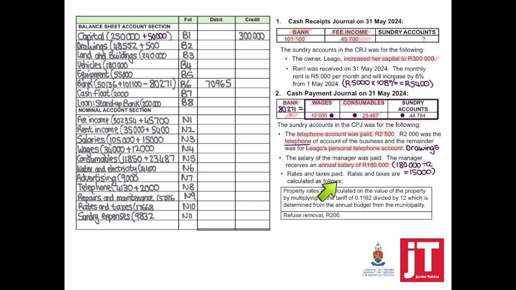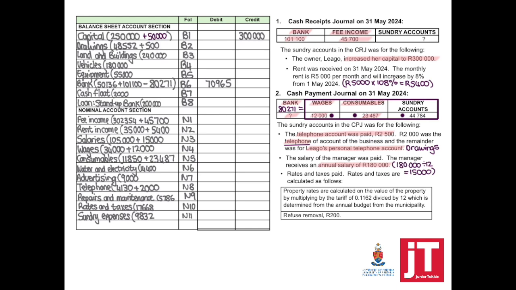Then we've got rates and taxes paid. Rates and taxes are calculated as follows. So this is now a bit of a challenging transaction. Property rates are calculated on the value of the property by the municipality by multiplying the tariff of 0.1162 divided by 12, which is determined from the annual budget by the municipality, as mentioned earlier. And then there's refuse removal of 200 that should be added to this.